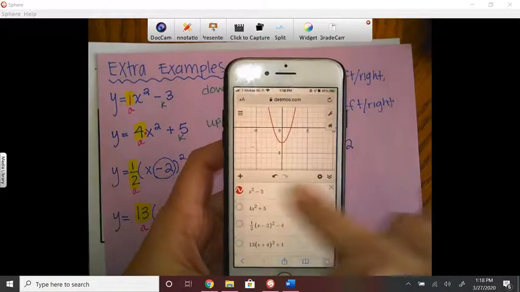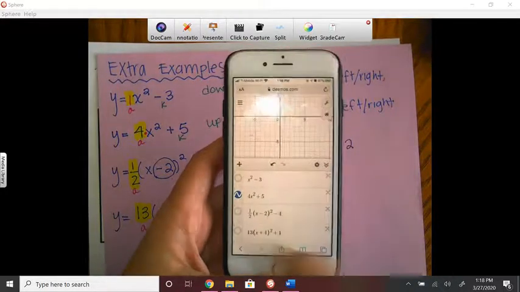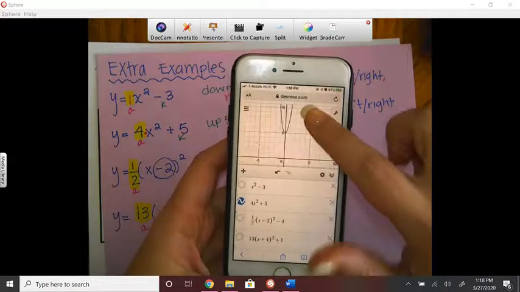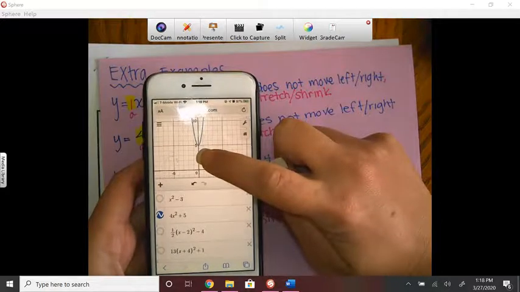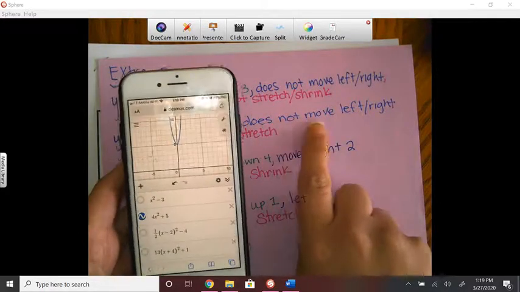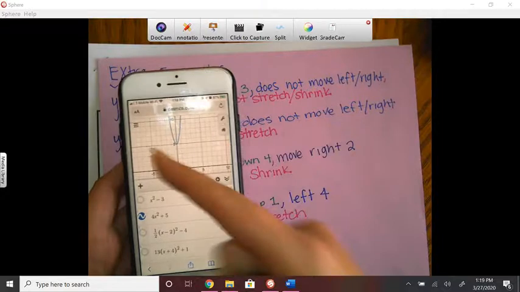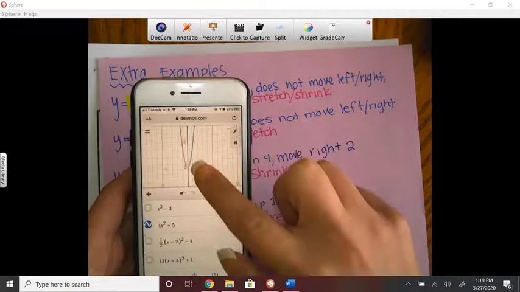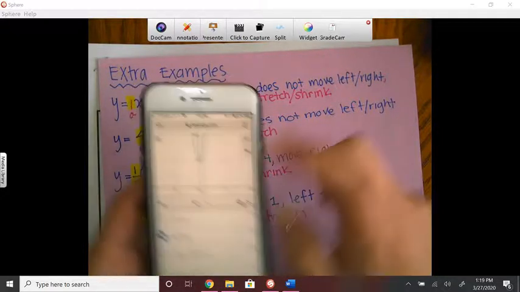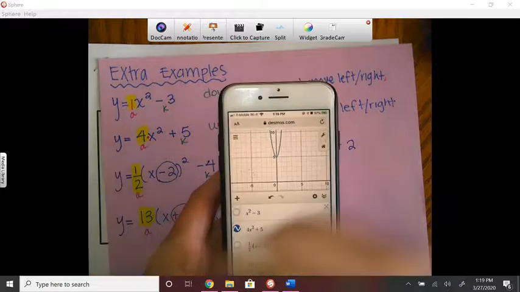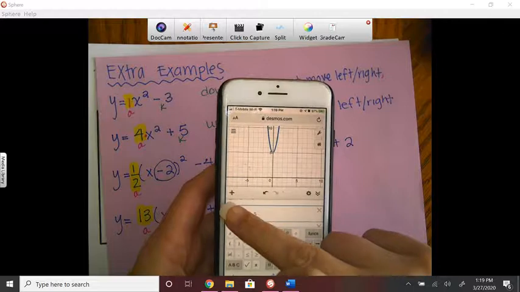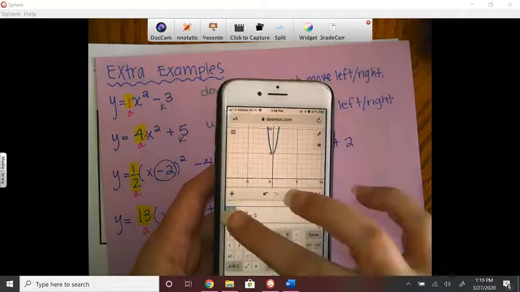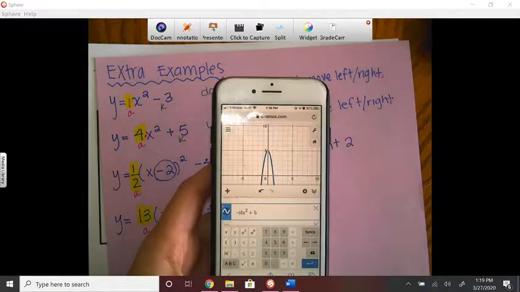Now let's go ahead and look at the second graph, 4x squared plus 5. We said that it should go up 5, which it does. And we wrote that it should not move left or right, so it did not. And we said that it should look stretched. It looks skinnier because of that 4 there. And the graph goes up because it's positive 4. If I put a -4 in the front and make the a value -4, you will see that the graph will now go down.